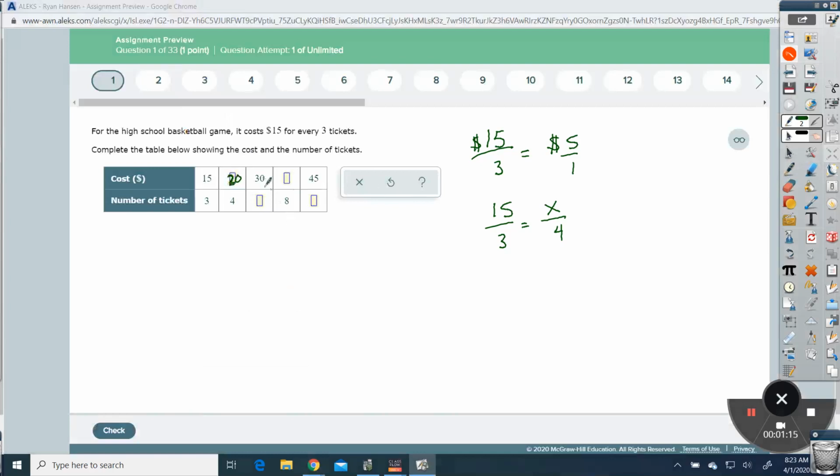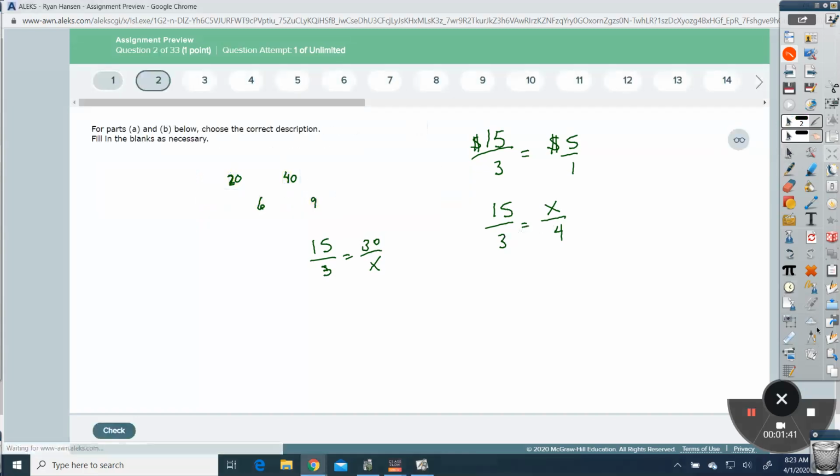And I could do the same thing here. 15 is to 3 as 30 is to x. Or you could say, okay, $30, if I divide that by 5, that's going to be 6. And 8 times 5 is 40. 45 divided by 5 is 9. So that's how you're going to do that first problem. Okay.